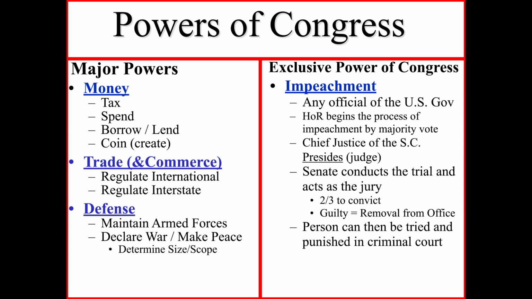They can really, that's a huge power. When you think about three co-equal branches of government, that ability in and of itself is huge leverage against the executive branch, or it can be used as leverage. They also regulate international trade from our perspective, and they also regulate interstate trade within the United States. They are the ones that obviously maintain our armed forces. They have the power to declare war, and they have the power to make peace.